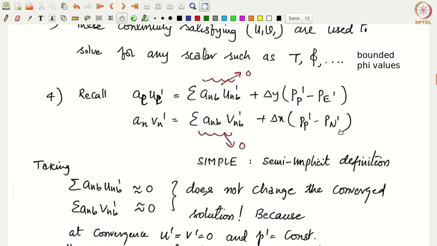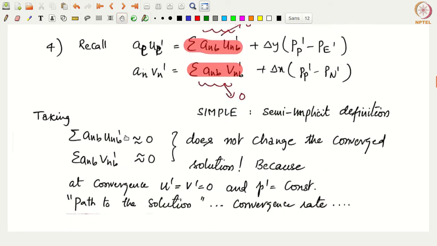In doing this, because of the SIMPLE algorithm, we have assumed this term and this term to be 0, right? That means we have assumed the dependency on the neighboring corrections is set to 0. Essentially what that means is that it will not change the converged solution. So one question could be, is it okay? Can you arbitrarily take this to be 0? What will happen if you don't take it to be 0? Okay, we will see what will happen.